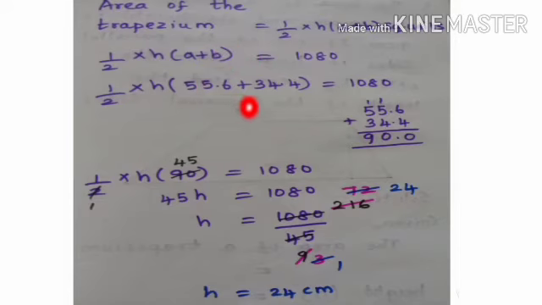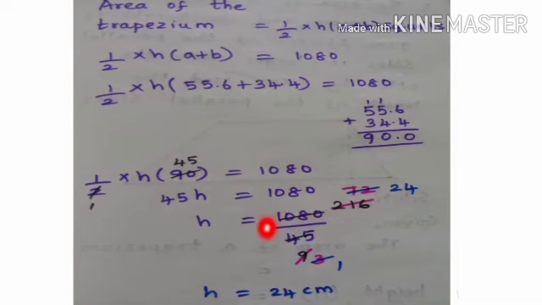So 55.6 plus 34.4. We know how to add the decimal values. So 55.6 plus 34.4 gives 90. So in this step, 1 by 2 into h into 90 is equal to 1080. When we cancel 90 and 2, it is 1 times and this is 45 times. So here this 45, listen carefully, when it crosses the equal to sign, it goes to the denominator. Here 1080 divided by 45.